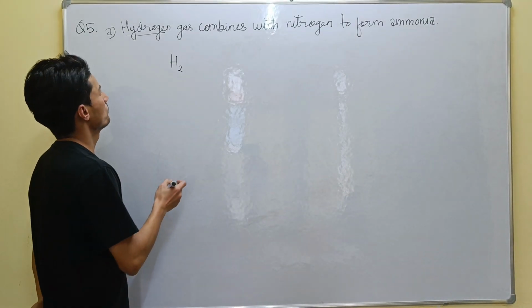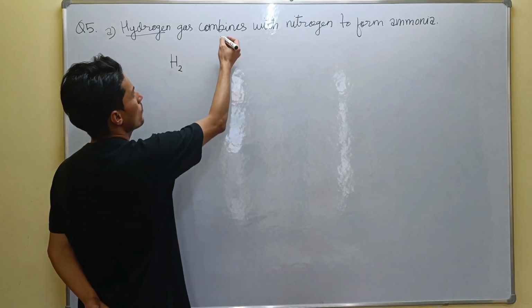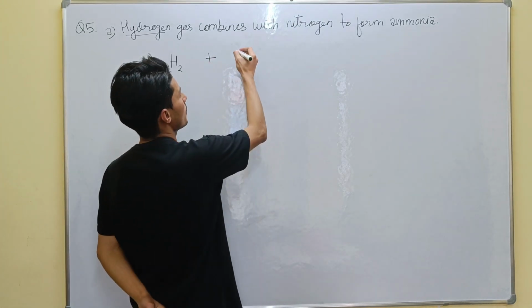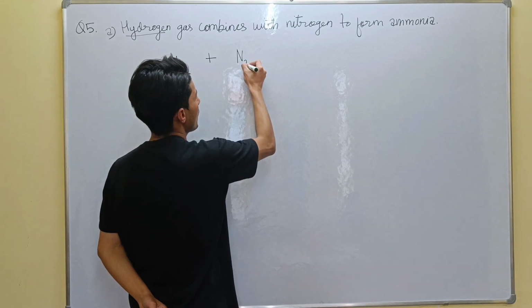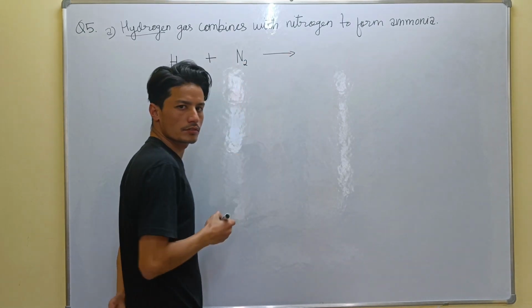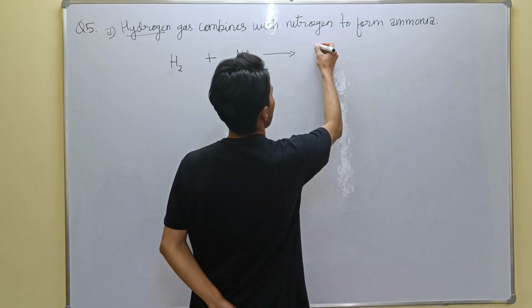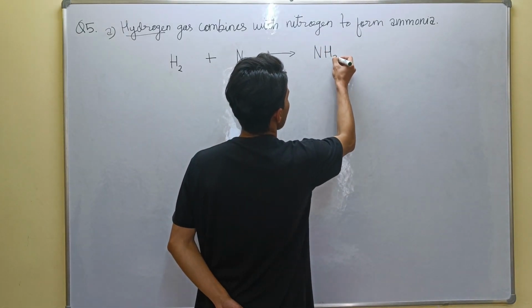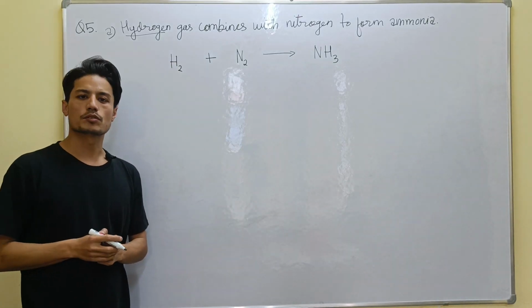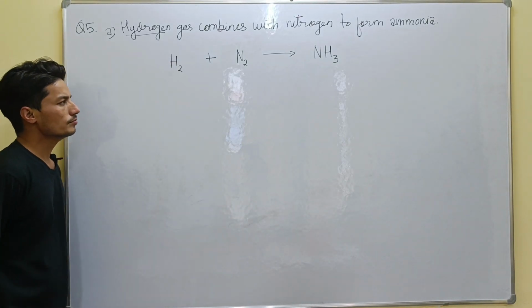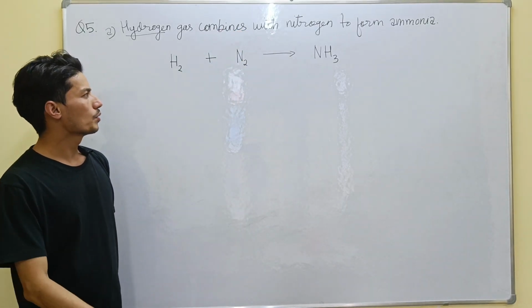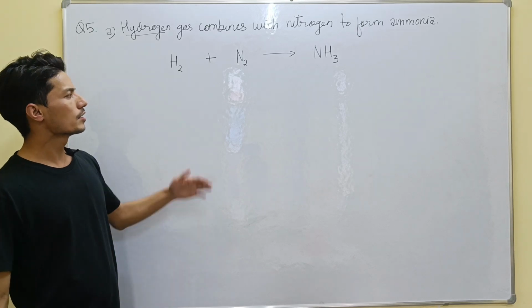Then hydrogen gas combines will become plus, with nitrogen. So it combines with nitrogen, so again N2. To form means arrow. Ammonia is NH3. So hydrogen gas combines with nitrogen to form ammonia. Now this is the skeletal equation of the above reaction: H2 + N2 → NH3. Now we have to balance this.